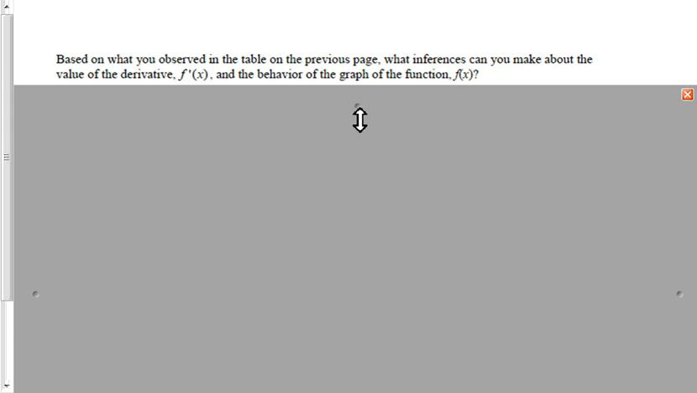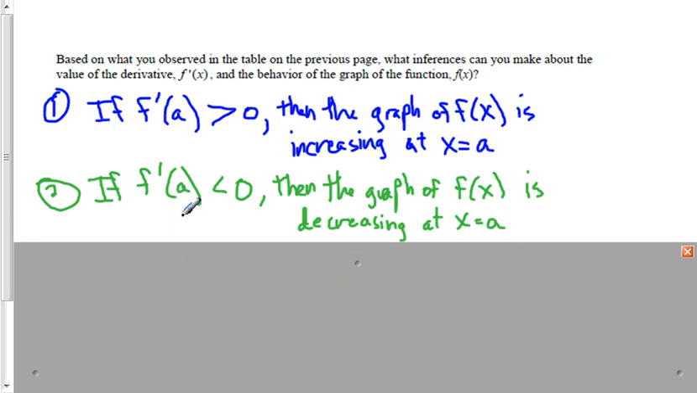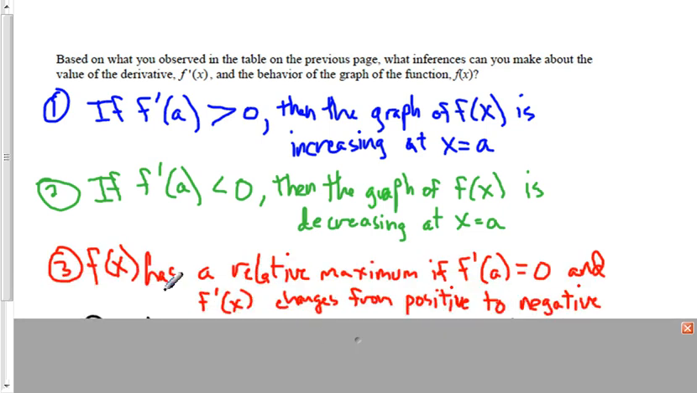First thing, if the derivative at a given point is positive, greater than 0, then the graph of f of x is increasing at x equals a. Obviously, the opposite holds true. If the derivative, f prime of a, is less than 0, so if the derivative is negative, then the graph of the original function f of x is decreasing at x equals a. What else do we know? The original function f of x has a relative maximum if f prime of a equals 0, so a horizontal tangent line, and the derivative changes from positive to negative. That tells me it's going to be a maximum.